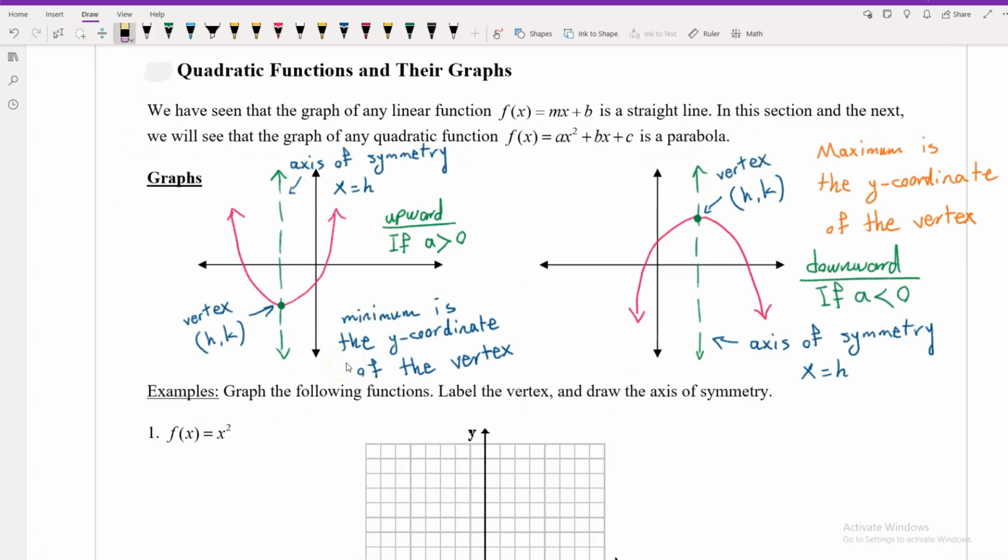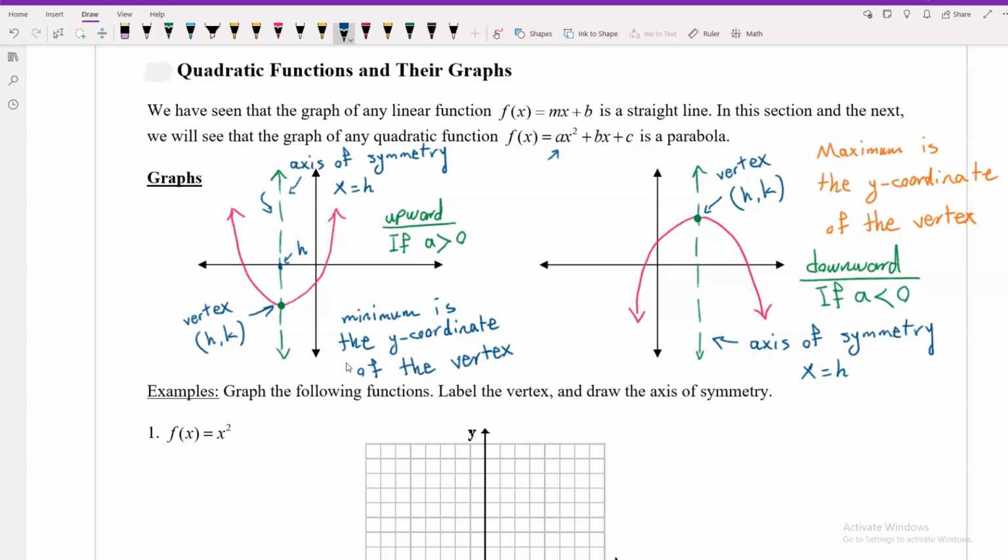So here on the left we have this graph. This graph is upward, and this is when a is greater than 0. So a is the coefficient of x squared. And here this line is called the axis of symmetry and is x equal to h. So this is x, and assume that that point is h.